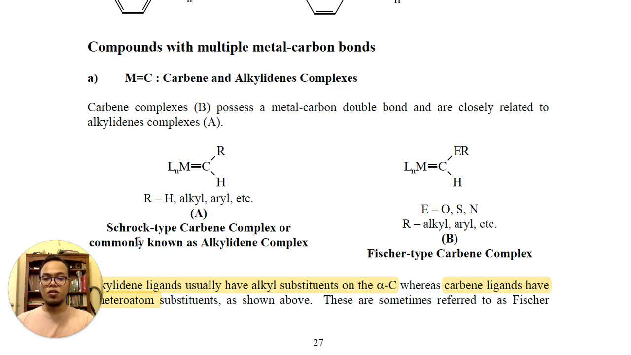But this one is called Schrock type carbene because it consists of R alkyl groups directly attached to your alpha carbon. And this is called Fischer type carbene, also carbene, but we call it Fischer type carbene because your alpha carbon is being attached with E. E is actually electronegative atoms such as your oxygen, sulfur, and nitrogen. Only then this E is bonded with R or any alkyl or aryl group.